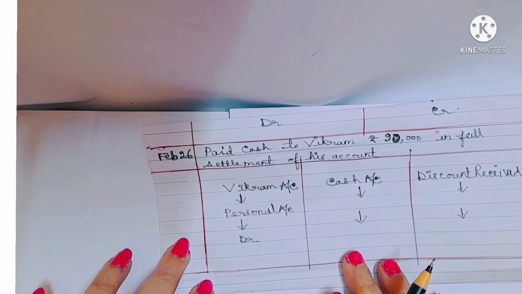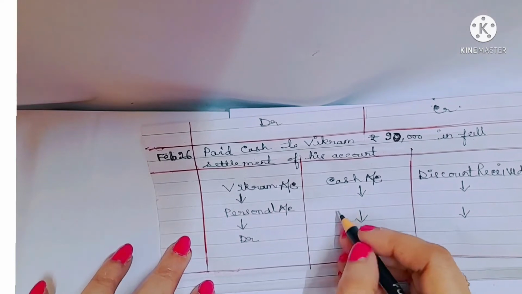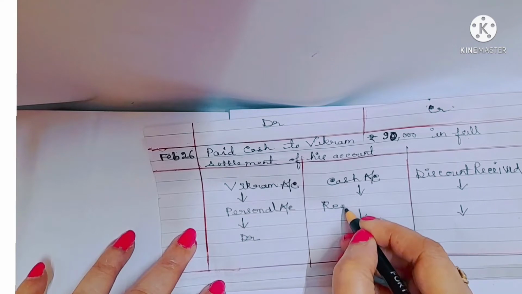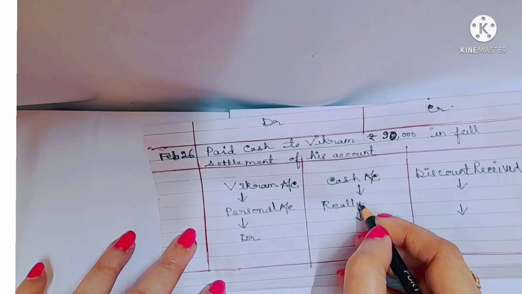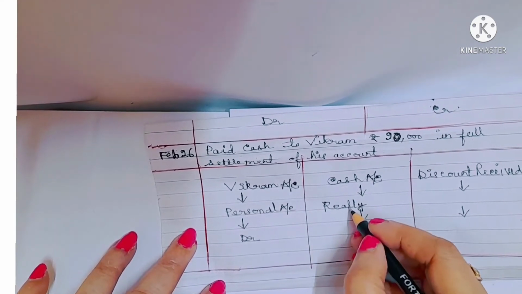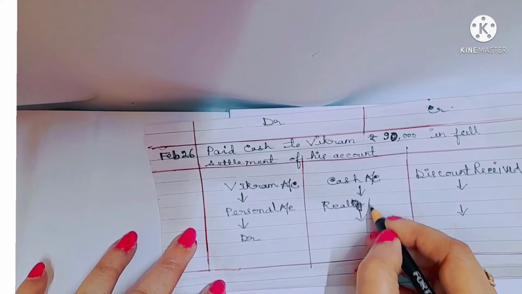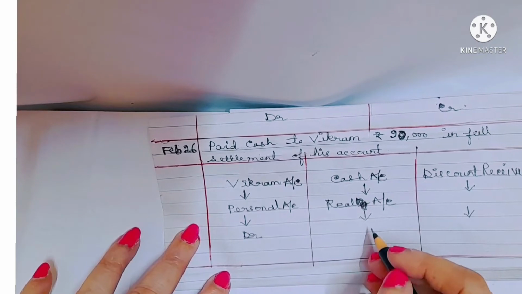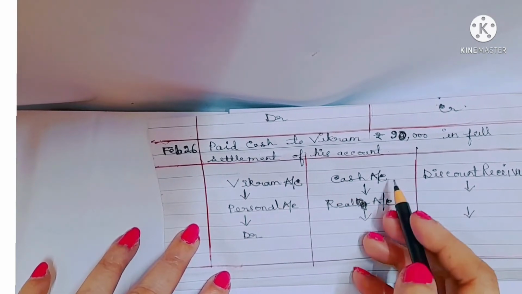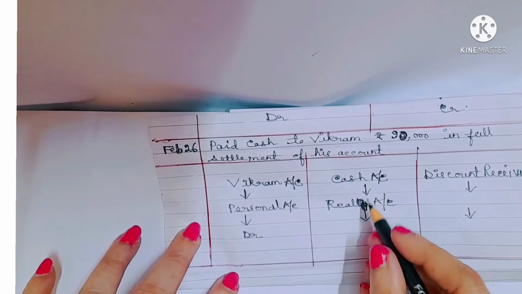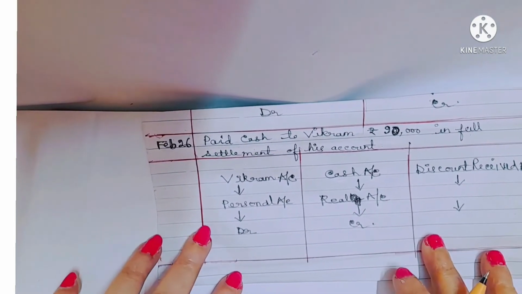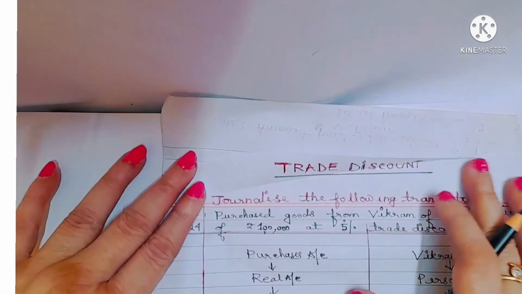And what happens? Cash always falls under real account. By now we already know cash always falls under real account. Okay. So according to real account, what goes out is credit. So cash goes out from the business. So cash account should be credited. Okay. And discount received. Now let's go back to the first journal transaction.